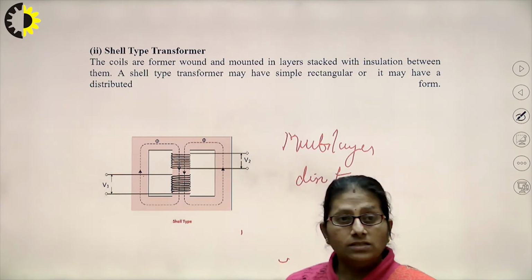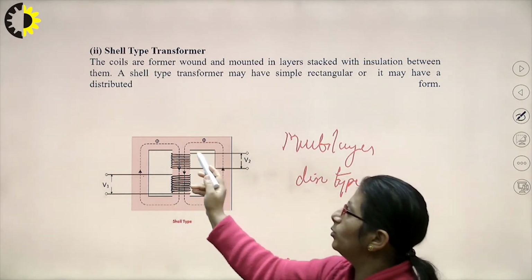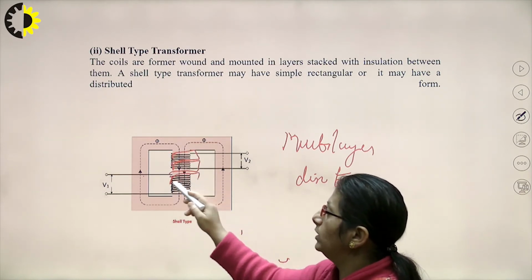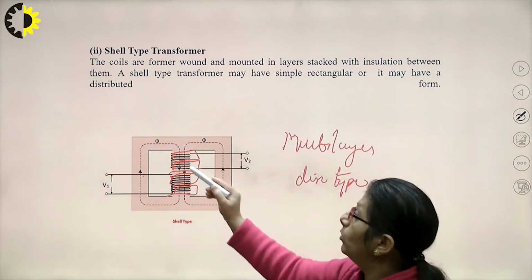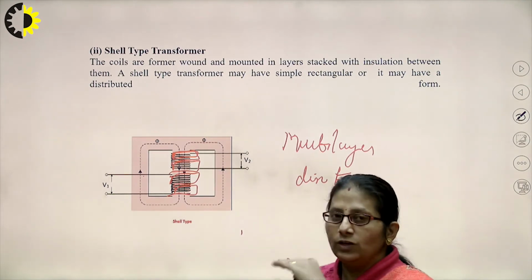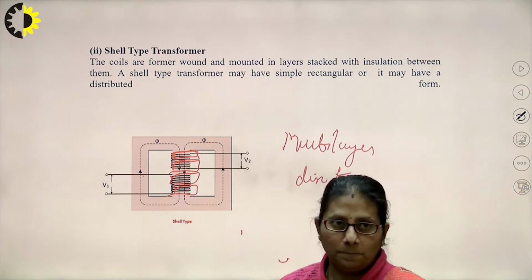Multi-layer disc type means it is a sandwich kind of winding, with a small portion of low voltage winding, then a high voltage winding, then a low voltage winding, then a high voltage winding. Once again, the high voltage winding is sandwiched between 2 low voltage windings, so that it is properly insulated.